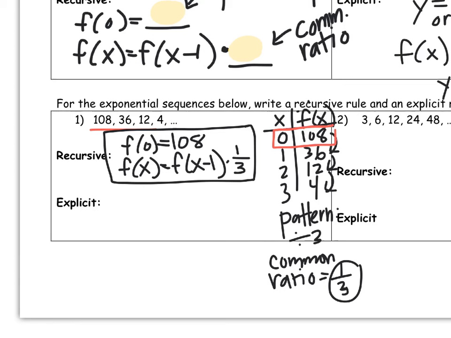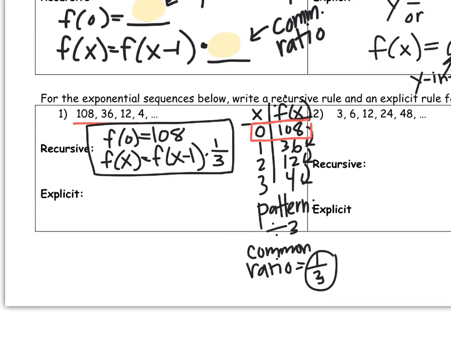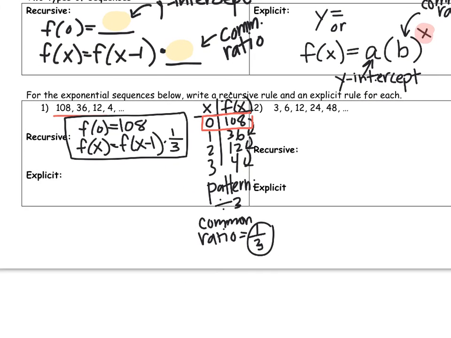Explicit equation, I use my example over here. So I'm going to start with f of x equals y-intercept comes first. Let me just erase that. Y-intercept comes first, which is 108. In parentheses, my common ratio of 1/3, exponent of x.